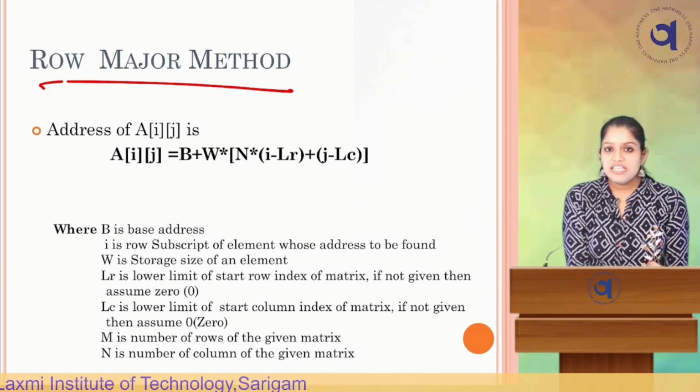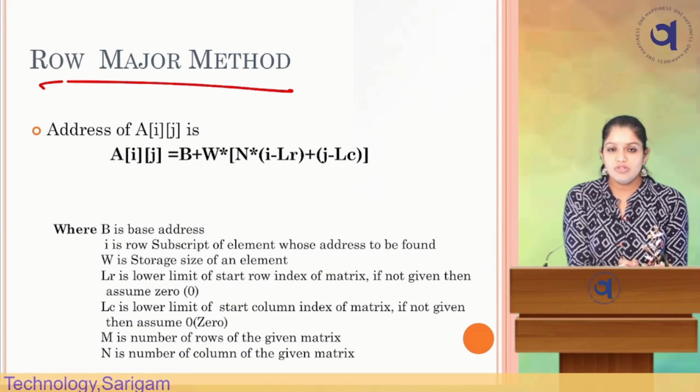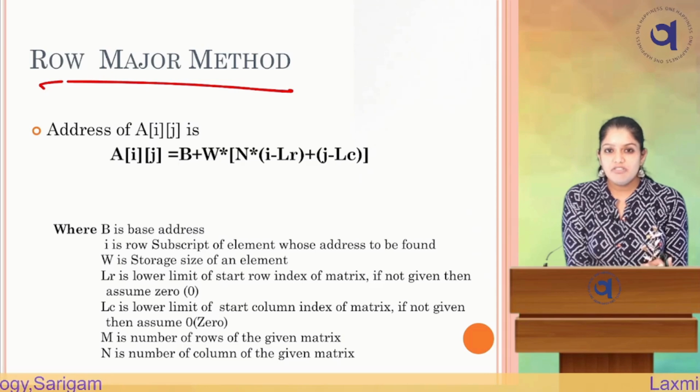Then B, as you know, is the base address from where we start storing, the first data that is going to be stored at that particular location. W is the memory per word, in bytes. Then LR is the lower limit of the row, LC is the lower limit of the column, then M and N are the number of rows and number of columns.